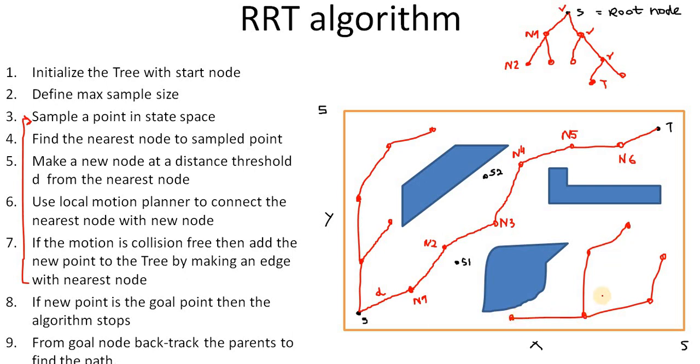So the only thing is that in each node there can be only one parent. There cannot be two parents of the same node. Okay. So this is how this algorithm works, and let's move to the next slide.